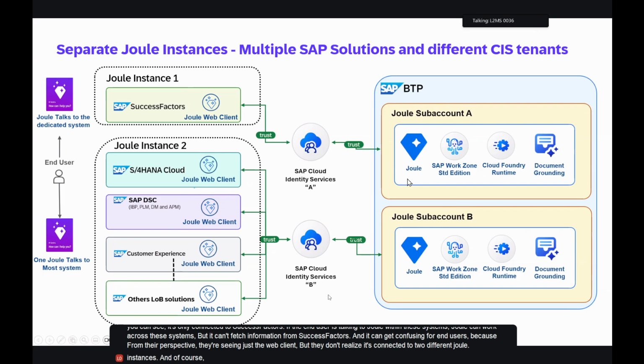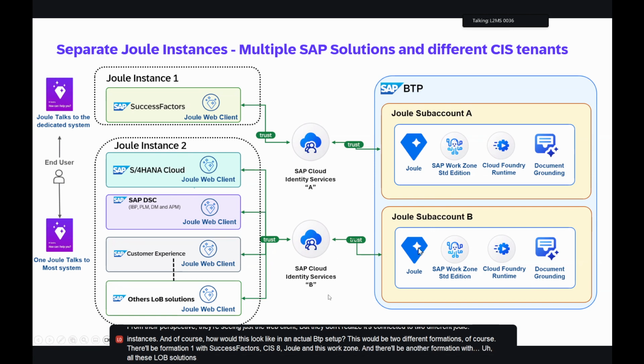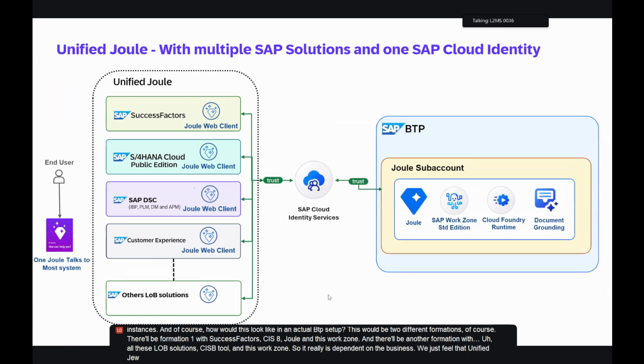And of course, how would this look in an actual BTP setup? This would be two different formations. There'll be formation one with SuccessFactors, CIS A, Joule, and this work zone. And there'll be another formation with all these LOB solutions, CIS B, Joule, and this work zone. So it really is dependent on the business. We just feel that unified Joule is the easiest way to get value across systems and also to make sure that end users get a consistent experience across these systems.